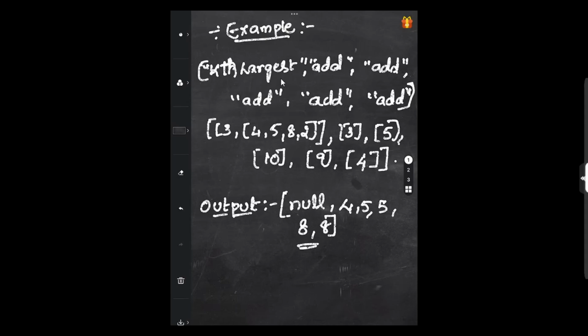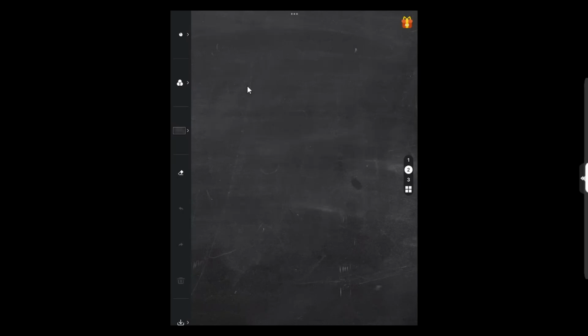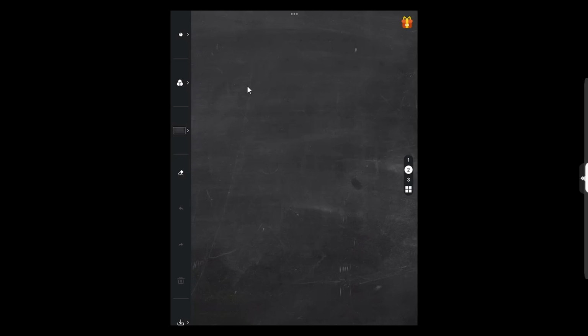The example they have given in the question, the first example, is the same example I have considered here. Let's see this step by step. Here, KthLargest and add they have given 5 times, and the numbers, and finally the output. So the first step, according to the approach, is the initialization part. We have to initialize the KthLargest with k equals 3 and nums 4, 5, 8, 2.